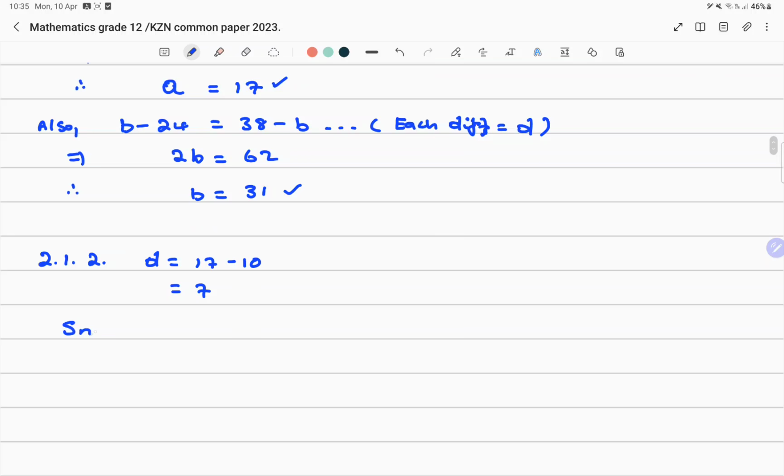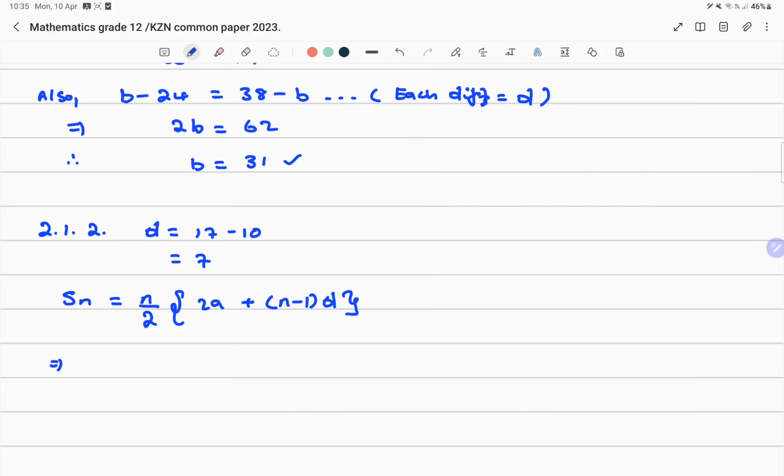Now we set up the Sn formula. Sn is equal to n over 2 into 2a plus n minus 1 times d. That's the general Sn formula. When we substitute, S67 is going to be equal to 67 over 2 into 2 into 10 plus 67 minus 1 into 7. Then we get an answer for S67, whatever value we get there. So let's put it into the calculator and start moving.